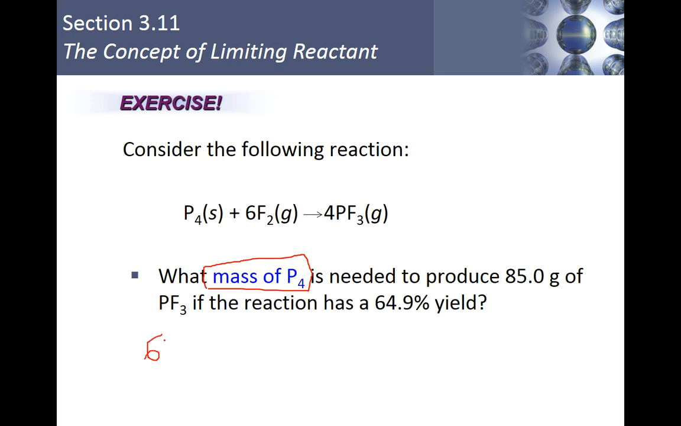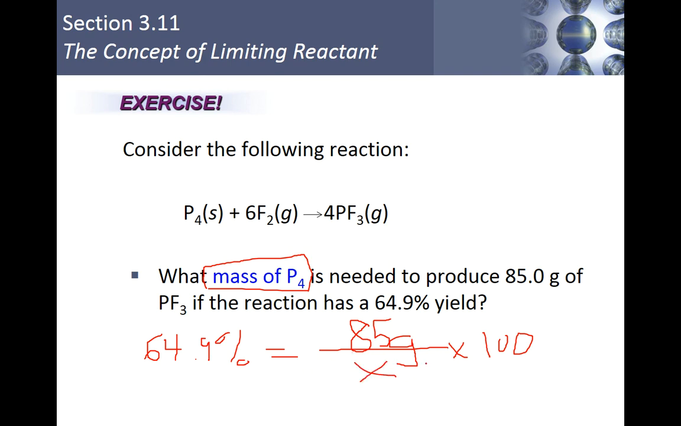So we know that we have 64.9. So that is our percent yield. So we've got to set up our percent yield equation. Well, what was our actual? Our actual is that we need to produce 85 grams, right? We need to produce 85 grams. And then the theoretical is what we don't know. So we would basically just solve for x in this example right here. And in doing so, that would allow us to determine the grams of PF3 that was needed initially.